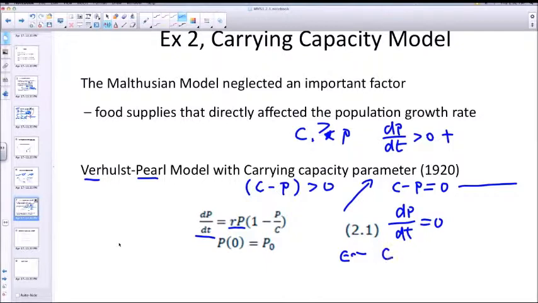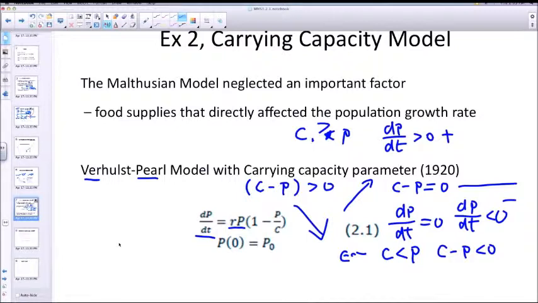If now C is less than P, the population is greater than the carrying capacity, we really get into trouble. Now C minus P is negative, and then the right-hand side is negative. You find that the derivative is negative. What does a negative derivative mean? You have a decrease, right? So that's an intuitive explanation of the model. I think it should make sense.